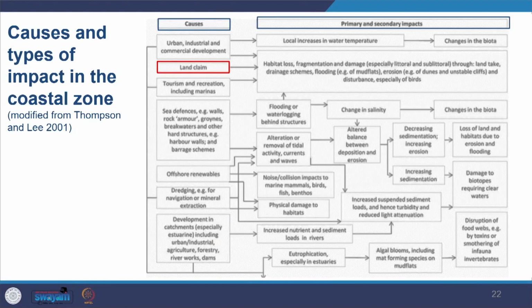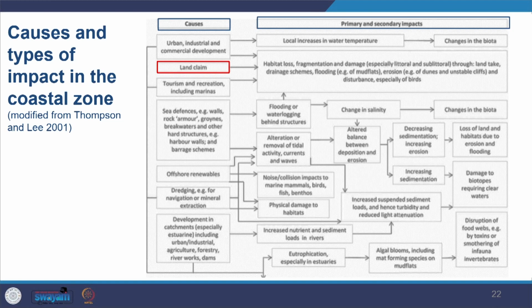Then whenever development takes place, we occupy land, we have land claim. And that also leads to all these kinds of changes: habitat loss, fragmentation, and so on. And you would see even tourism or recreational activities would also lead to habitat loss, fragmentation, and damage of the littoral and sublittoral areas. So when you really take up the lands, you have key impacts associated with reclamation.